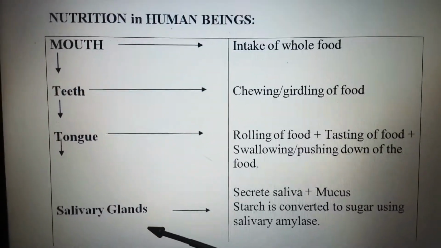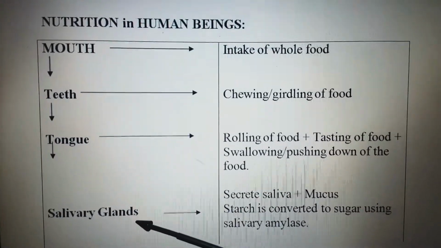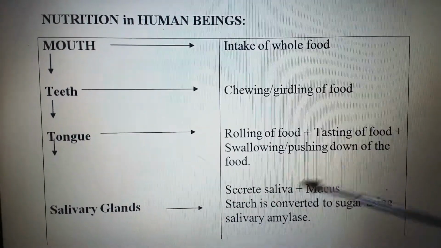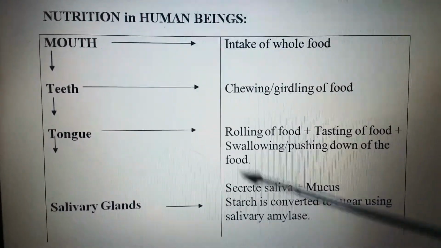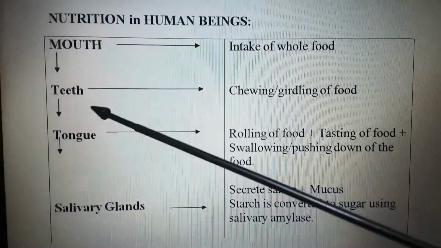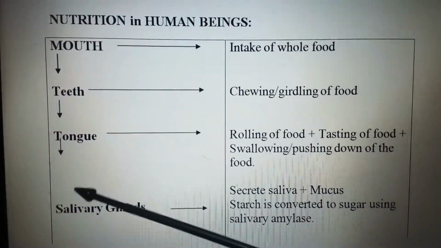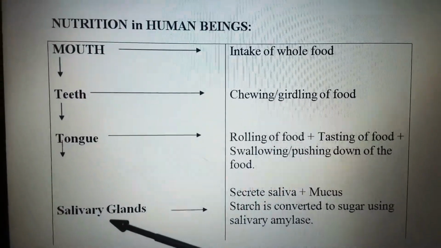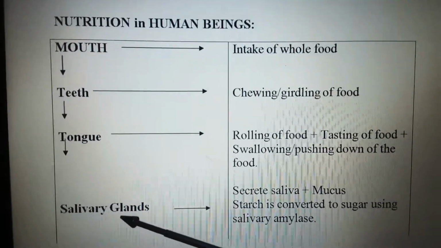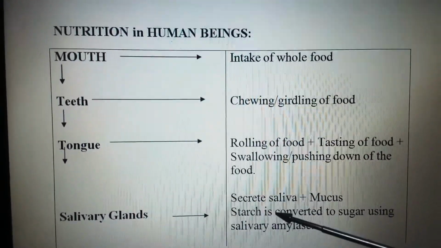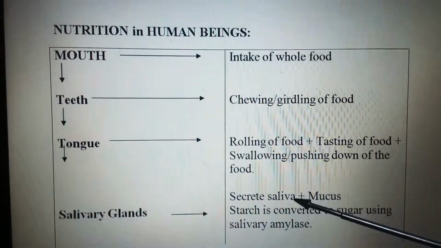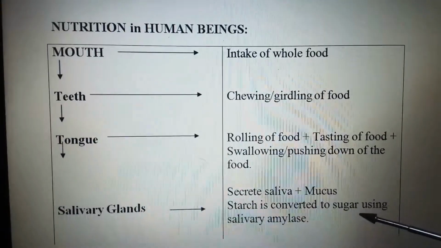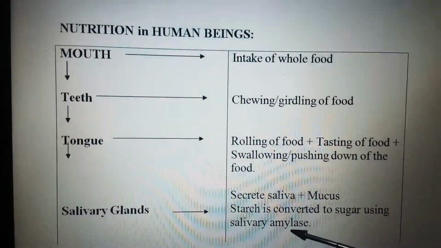In the mouth there is a gland known as the salivary gland which secretes saliva and mucus. In the ingestion process, food is mixed with saliva, and here is the first step where digestion starts, in the mouth itself, because due to the presence of saliva along with the food, the starch present in the food is converted to sugar using the enzyme salivary amylase.